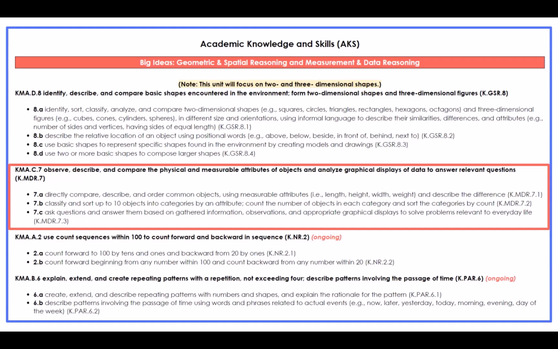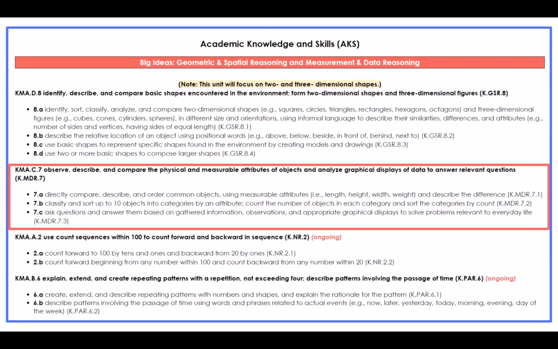The measurable attributes that we work with in kindergarten are length, height, width, and weight. And we describe the difference between two objects using those measurable attributes. Our kindergartners will use language such as heavier, lighter, longer, taller, shorter, wider, larger, smaller. Students use a variety of techniques and tools to compare, describe, and order objects. Students may use a referent object being compared as a tool to describe the other objects.